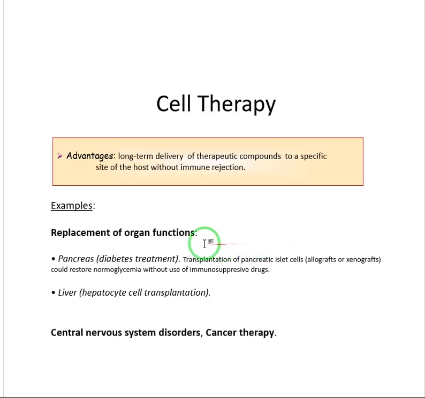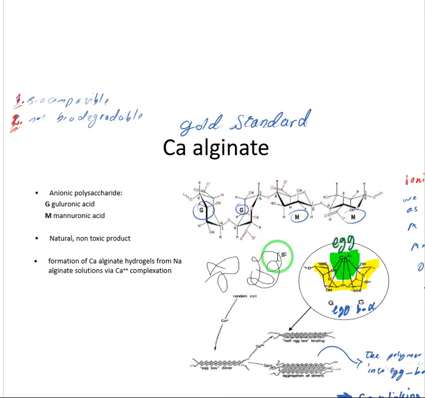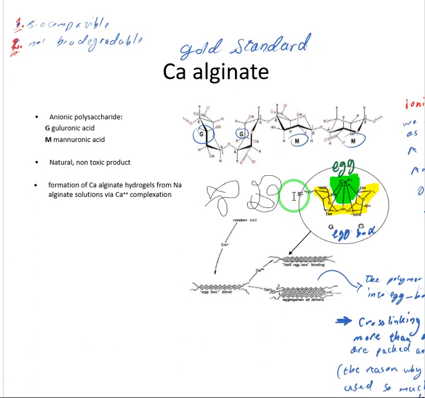But what we mentioned was just one example of the cell encapsulation for the diabetes treatment. We can do it for the so-called hepatocyte cell transplantation, and also for the treating of the cancerous tumors. Okay, let's go to the next slide.